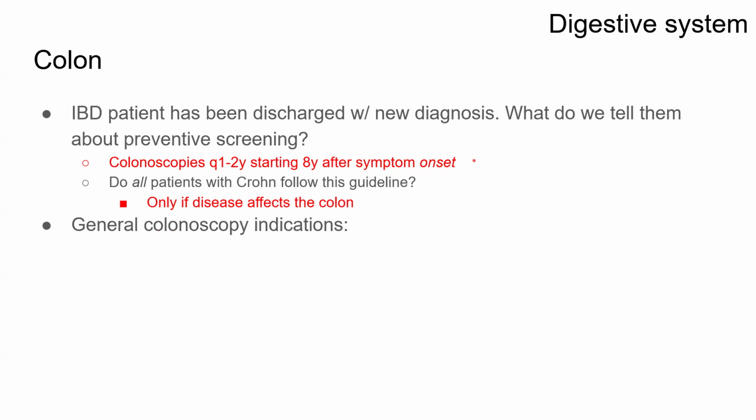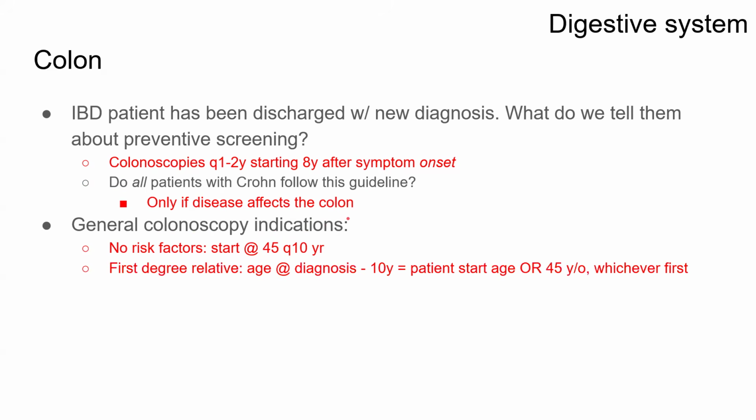Okay, so general colonoscopy indications. Like I said before, and as we talked about in the family medicine episode, if you have no risk factors at all, you're just a general person with no family history, no personal history of any pre-existing conditions, you get your first colonoscopy at 45, and then you get them every 10 years, assuming each colonoscopy is normal.